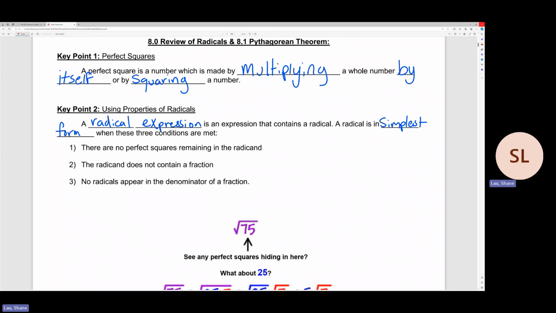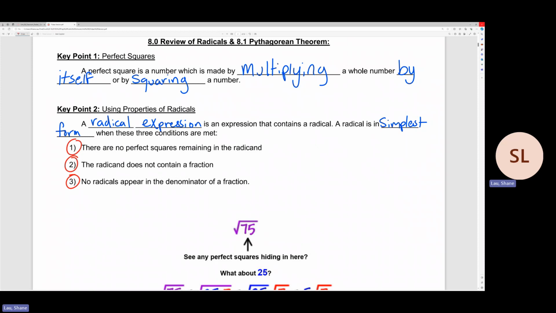The perfect square, right, in key point one, perfect square is how we've defined as a number, a whole number multiplying itself or squaring itself, and that creates a perfect square. And then using the properties of radicals, we want to make sure that radicals are always in the simplest possible form. And we only know that to be true if it follows these three guidelines here. So 1, 2, and 3 guidelines. No perfect squares remaining, the radicand does not contain a fraction, and no radicals appear in the denominator of a fraction.